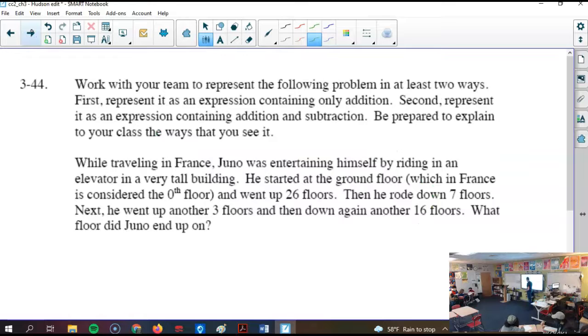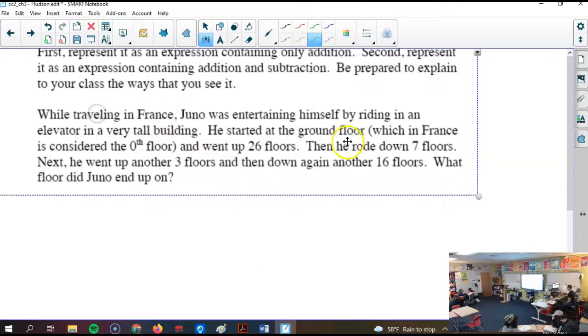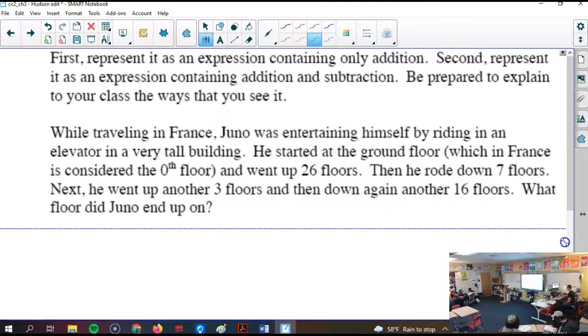Alright, so I want you to either write this out in numbers, draw it out in pictures, like do something to figure out where Juno ends up. So Juno was riding an elevator in a very tall building. He started at the ground floor, which in France is actually considered floor 0. Guys, we do a lot of dumb things in America. That's a little weird. You are on the ground floor right now. You didn't go up. You didn't go down. You're on floor 0. But we in America, because we're silly, call it floor 1. In France, you walk in on floor 0.